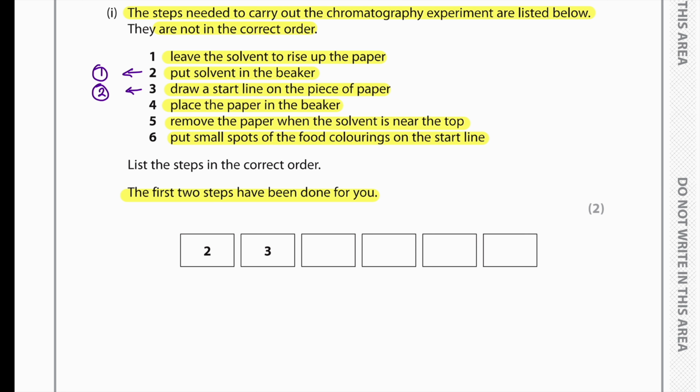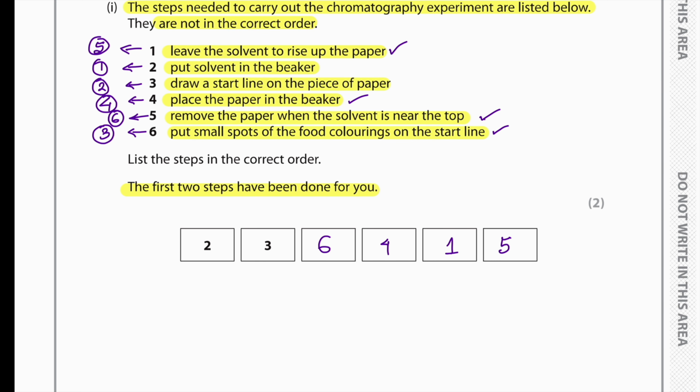So put solvent in the beaker, draw a start line on the piece of paper. So the next one should be put small spots of food coloring on the start line. So the next one should be 6. Then we need to place the paper in the beaker. So number 4 is still number 4. Then we will have to leave the solvent to rise up the paper. So that's number 5. Then remove the paper when the solvent is near to the top. So that would be number 1 followed by 5.